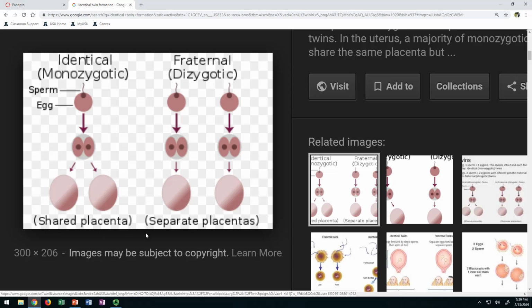Dizygotic, fraternal, one sperm, one egg, right? So sperm are not identical and eggs are not identical. They're very close. That's why your siblings look alike, right? But they're not identical. They don't have the exact same genetic makeup. So this will form separate placentas and separate genetic makeup. But with identical, you get one sperm, one egg.